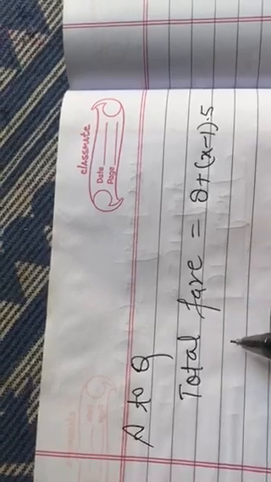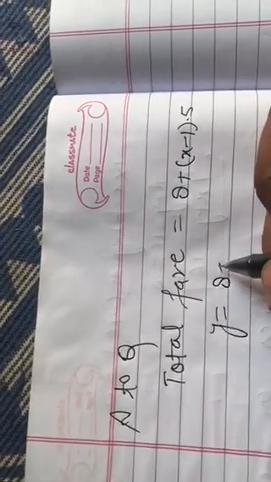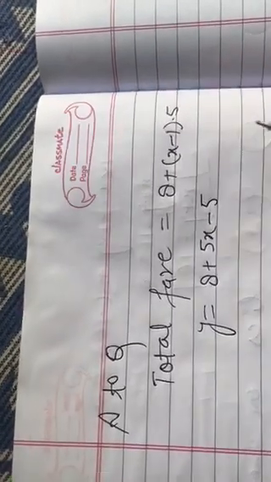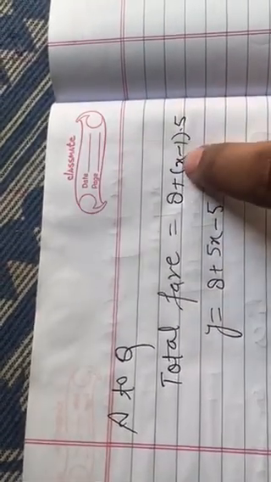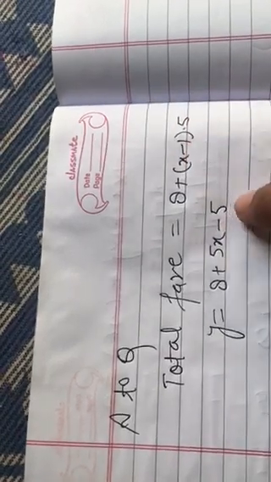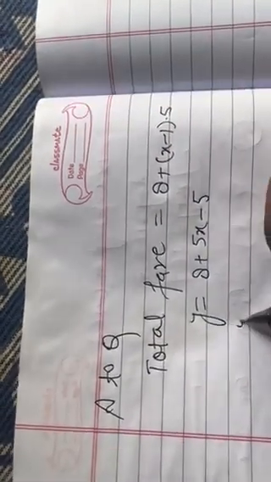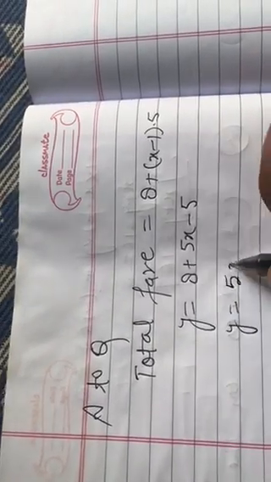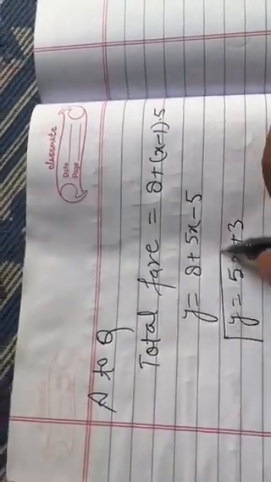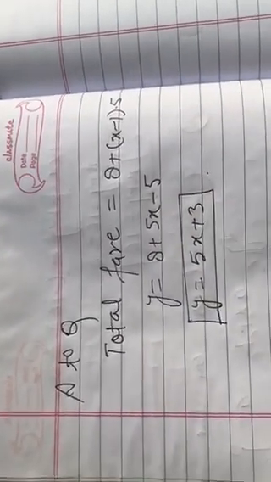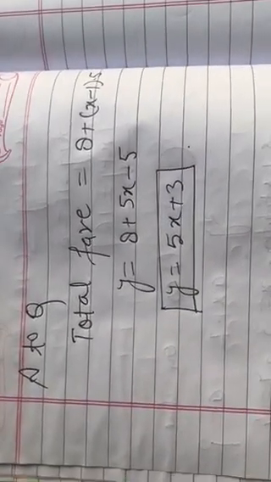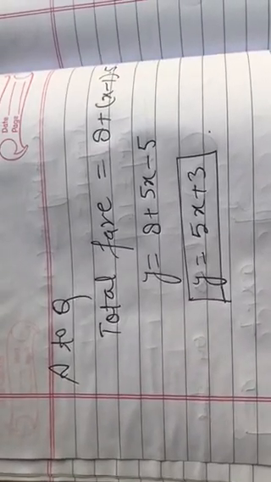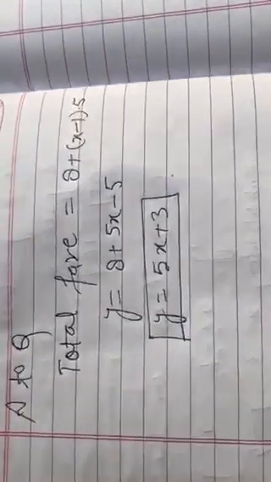And what is the total fare? Total fare is y. That means both quantities must be the same. So equate both the quantities. Multiply 5 with x, you will get 5x, and multiply 5 with 1, it is minus 5, right? So y equals 8 minus 5, it must be positive 3. This is the linear equation representation, y equals 5x plus 3. And now we have to draw its graph.